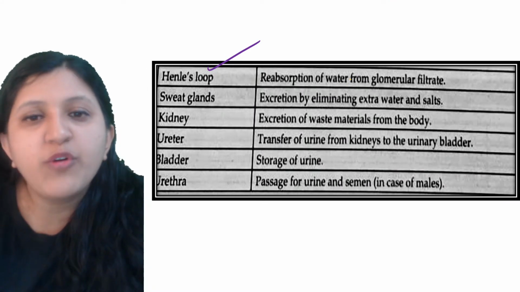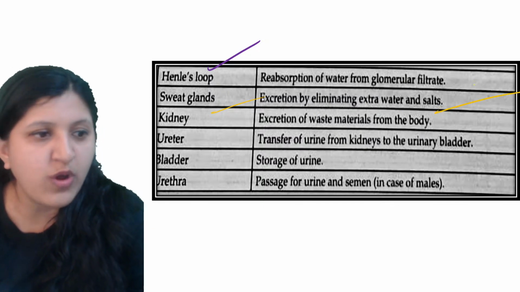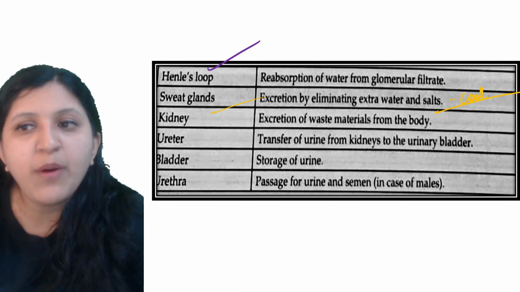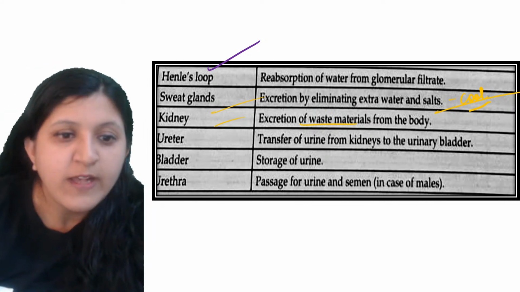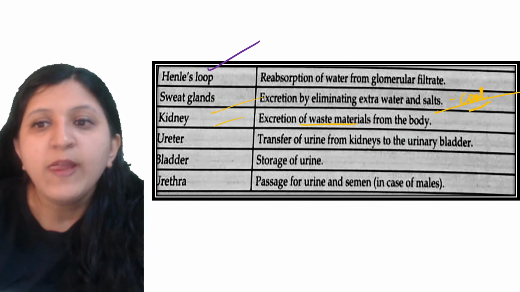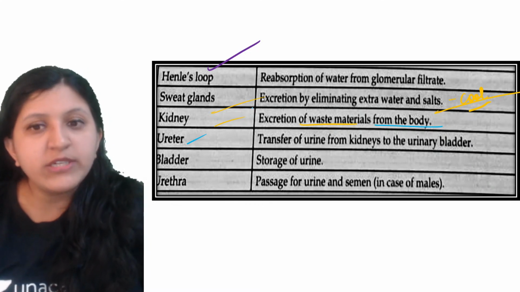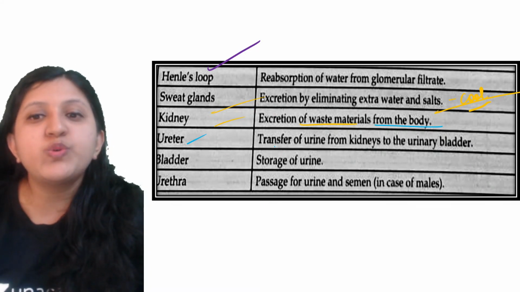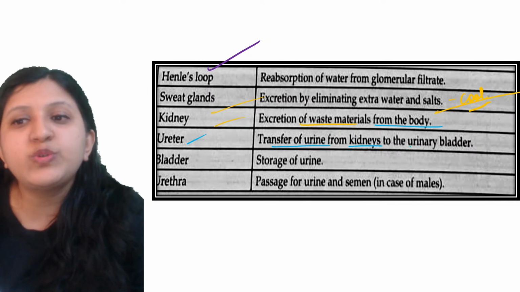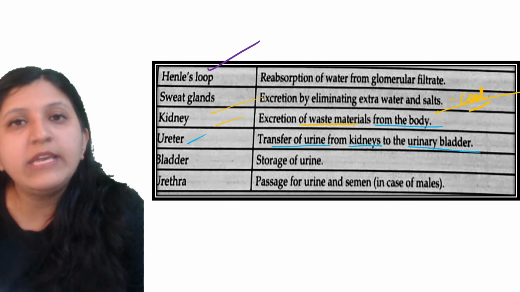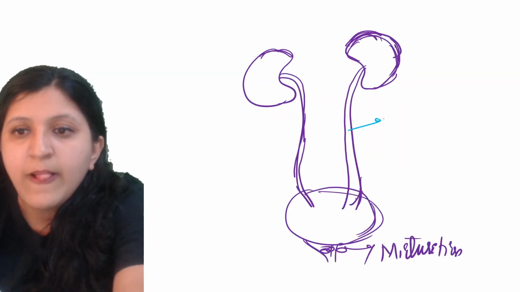Then the sweat gland: excretion by eliminating the extra water and salt, mainly to cool down your body. Then kidneys: excretion of the waste material from the body. All the waste material which is generated is excreted from the body by the kidney. Then there is the ureter. What exactly does the ureter do? It transfers urine. Urine is transferred from the kidneys to the urinary bladder. The ureter is a connecting tube, so this is the ureter.